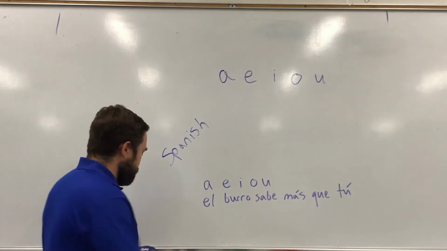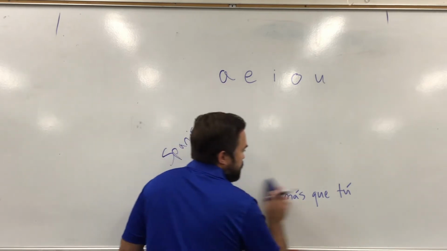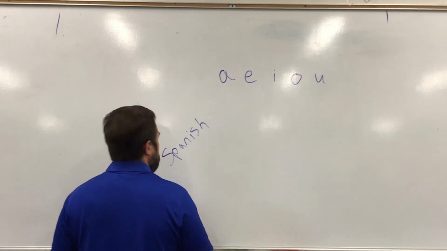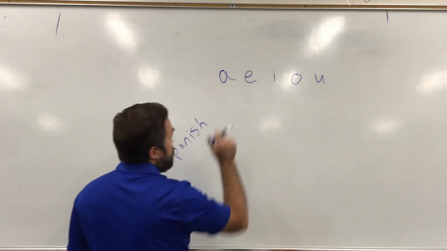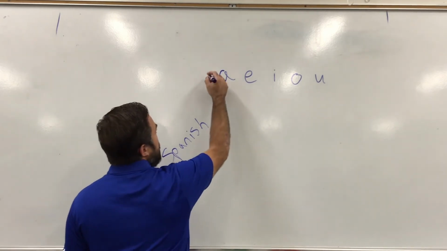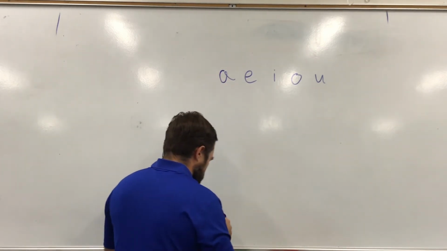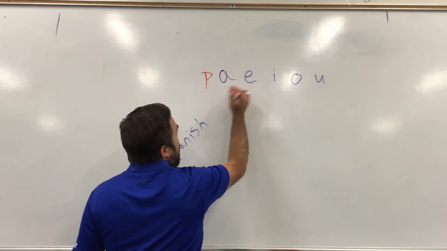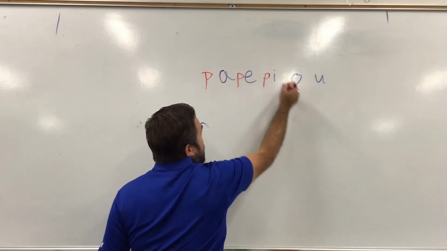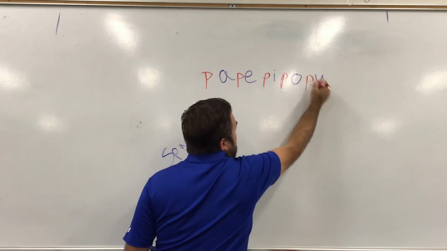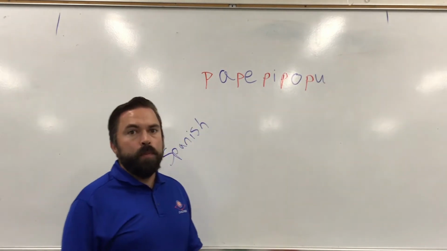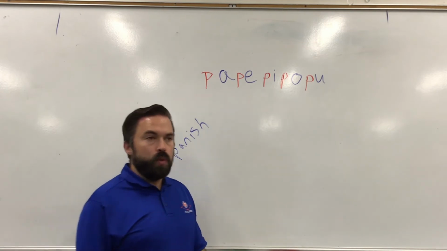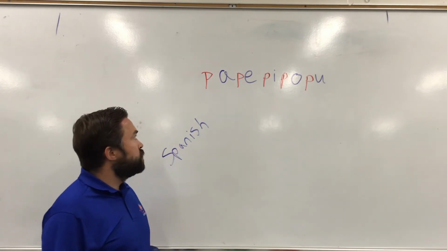Okay, so those are the vowels. So let's practice those with some consonants. We're going to put a consonant on each of these. I'm going to put the letter P. Pa, pe, pi, po, pu, pa, pe, pi, po, pu.